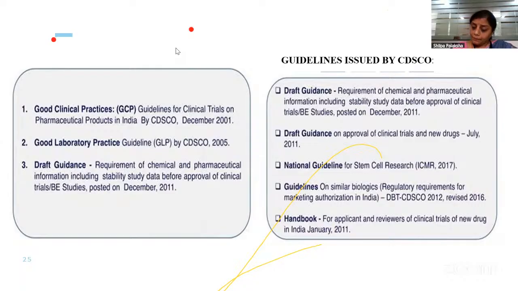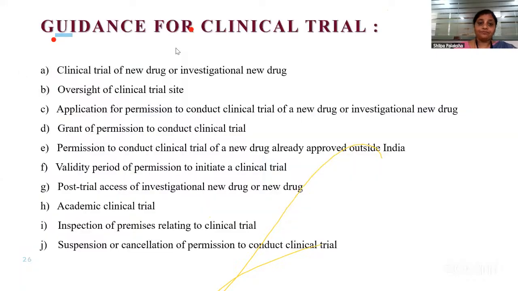Then there are applications, review, and renewal status, the national guidelines on stem cell research, and guidelines on biologicals, mentioned by DBT and CDSCO in 2012 and again revised in 2016. There is also a handbook for applicants and reviewers of clinical trials of new drugs in India, which was brought out in January 2011. So these are all the guidelines which will help us understand what the different processes involved are, what documents to make ready, what regulations are applicable, and how to take this up when conducting a clinical trial.